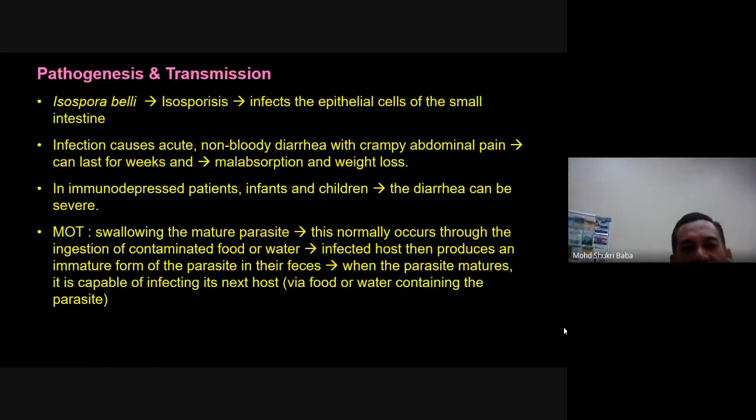Mode of transmission basically swallowing the matured parasite yang tadi tu, yang saya kata empat sporozoid dalam setiap sporocyst tu. You swallow the matured parasite, normally through the ingestion of contaminated food or water, melalui water dan juga makanan. They infect the host, then produce an immature form of parasite in the feces. Then when the parasite matured, it is capable of infecting the next host melalui food and water containing the parasite. So basically itu saja, simple saja dia punya life cycle.